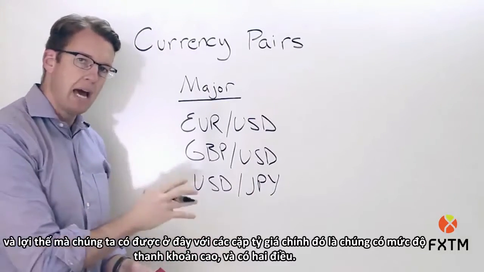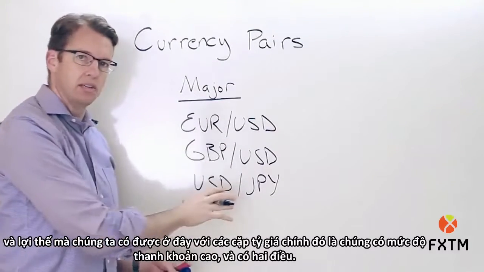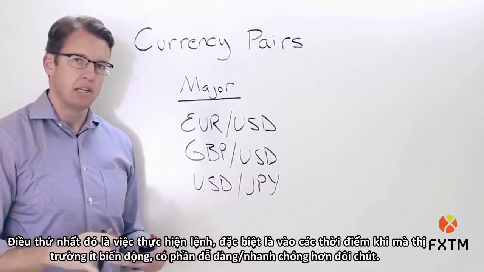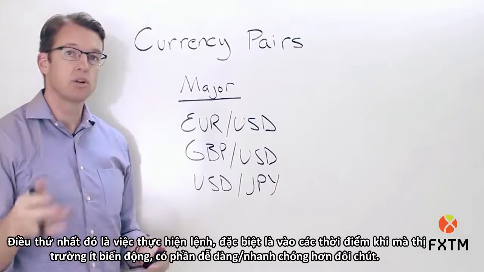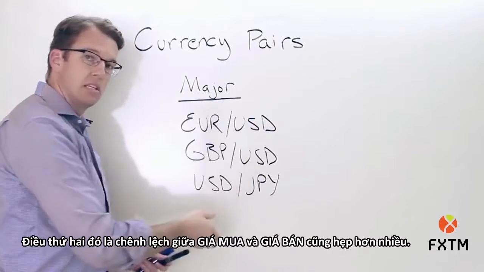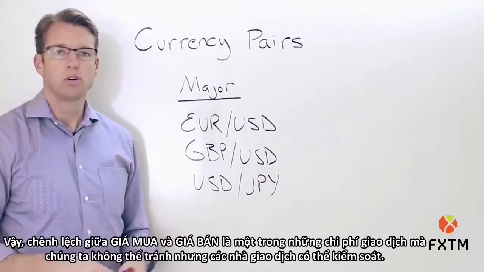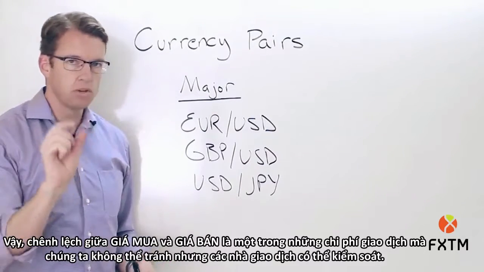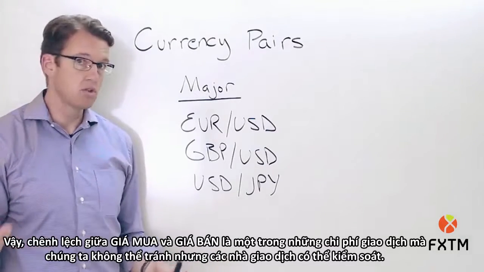The advantage that we have with the major pairs is that they are highly liquid, and this does two things. Number one, it's a little easier, or faster, to get execution, especially during times when the market is a little volatile. It also means that the difference between the bid and the ask is a lot more narrow. The difference between the bid and the ask is one of those trading costs that we can't get away from, but that traders can control.